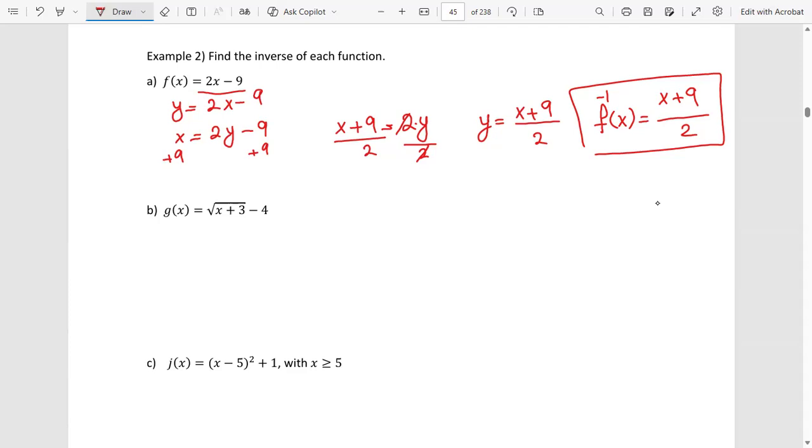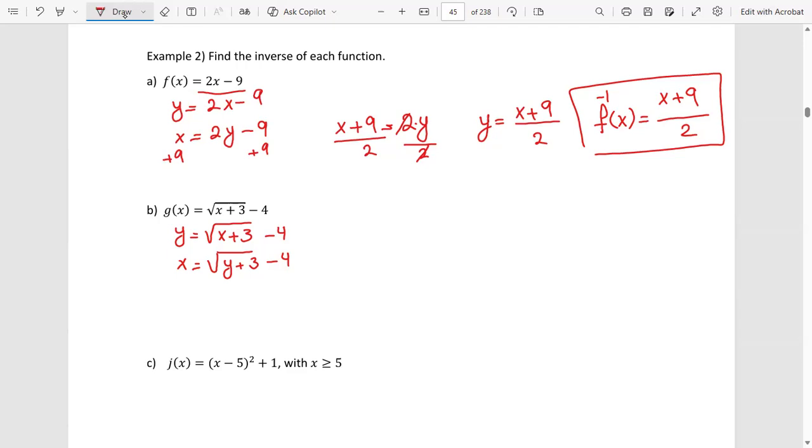Step two. Replace g of x by y. Step three. Switch x and y. Step four. Isolate the y. To isolate the y from the right side, I need to add 4. I need to get rid of the radical, and I also get rid of 3.